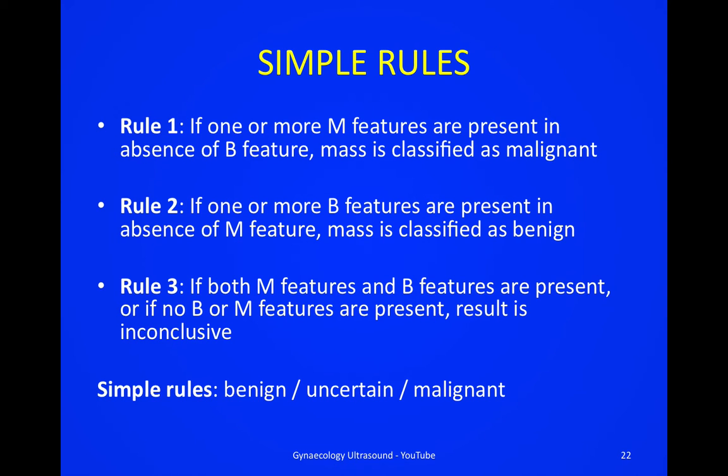And the simple rules are: if there are one or more malignant features and no benign features, the mass is classified as malignant. If there are one or more benign features and no malignant features, the mass is classified as benign. If there are both malignant features and benign features, or no benign and no malignant features, the result is inconclusive. So in simple rules, the classification would be benign, uncertain, or malignant.